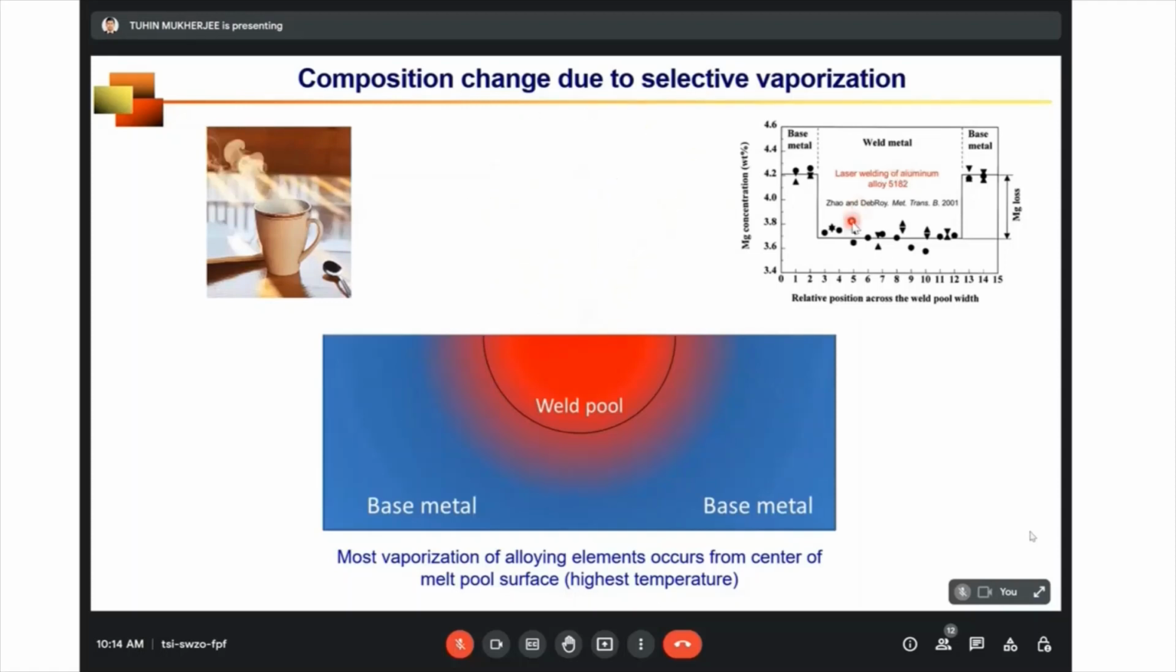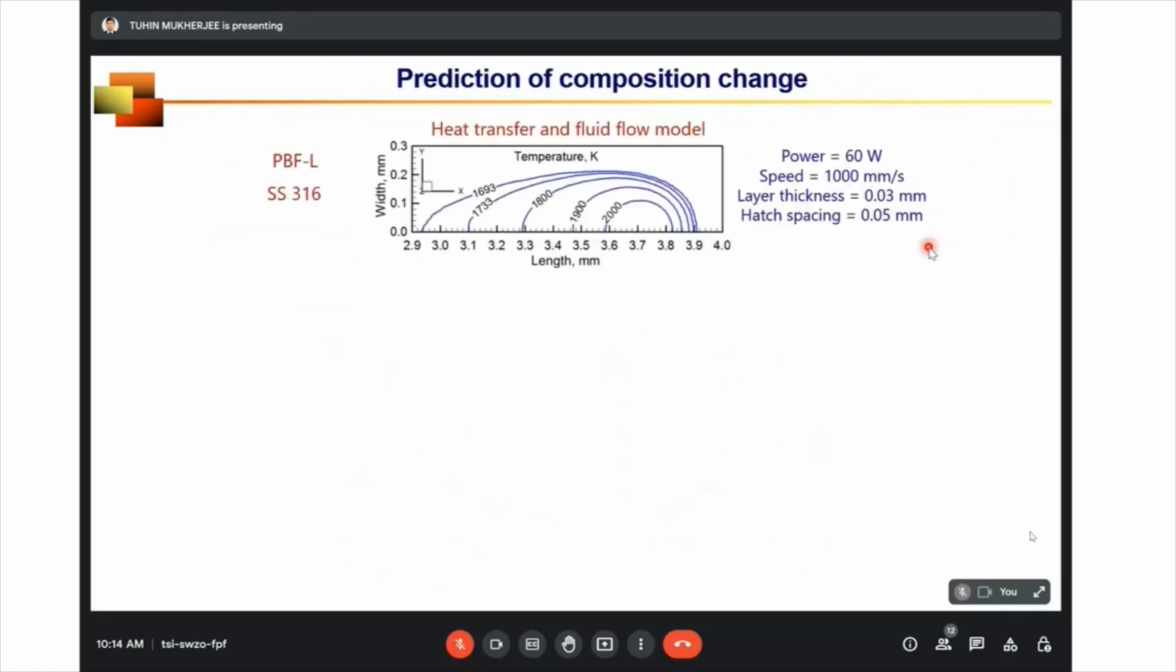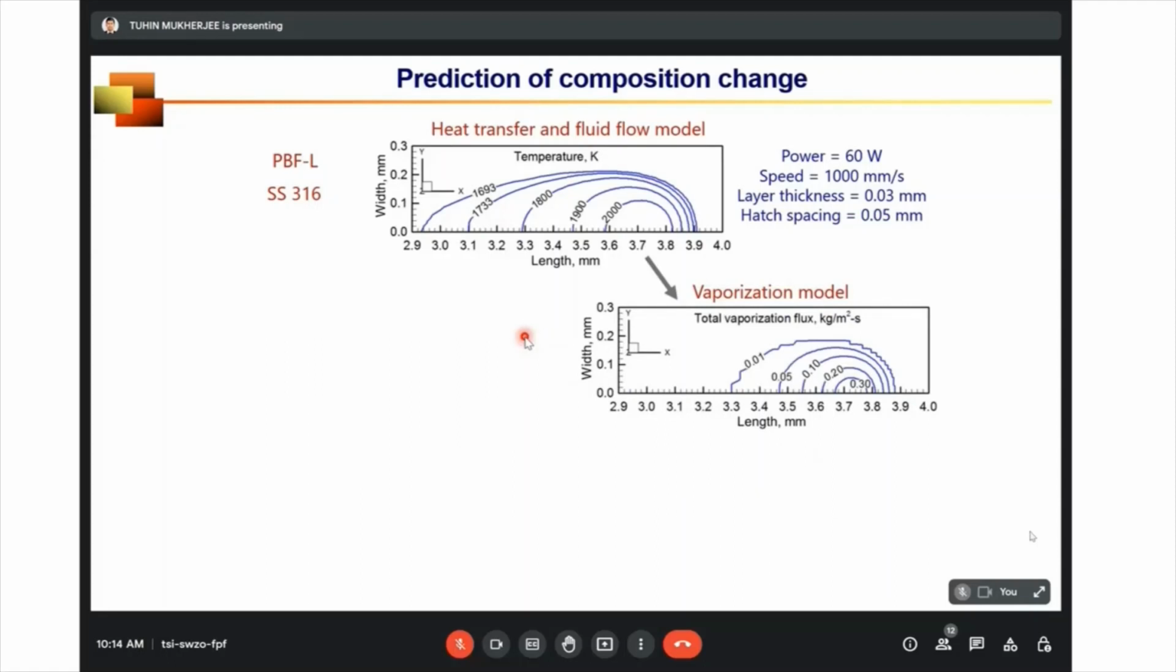For welding, you can see for laser welding of aluminum alloy, in the welded region, the magnesium concentration is significantly reduced because of the evaporation compared to the base metal. So this observation is also true for additive manufacturing. And how can we model it? For modeling it, we need to know the temperature at the top surface, like this. And then we have a vaporization model.